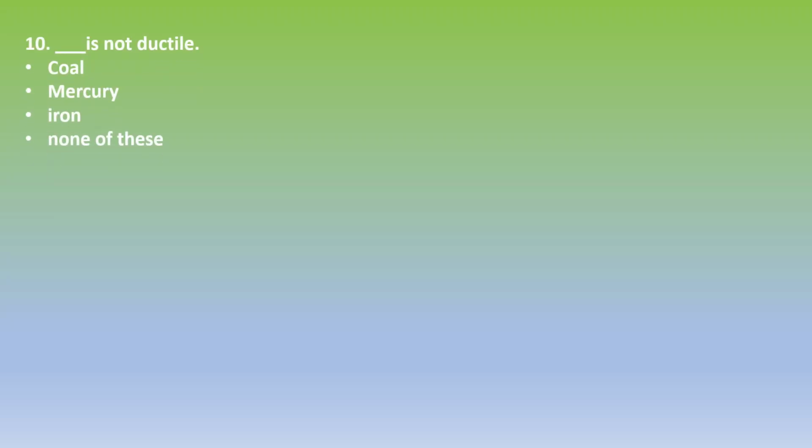Question number 10. Dash is not ductile, means it cannot be drawn into wires. Coal, mercury, iron, or none of these. So the correct answer is coal.